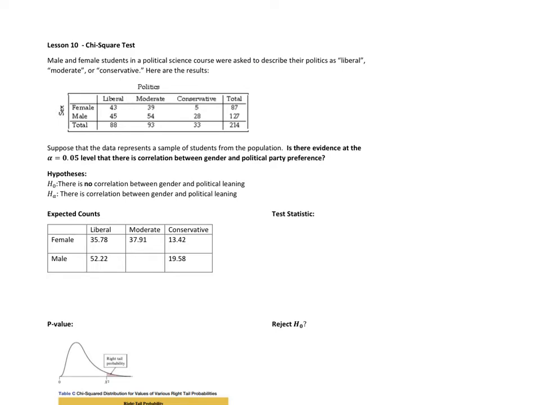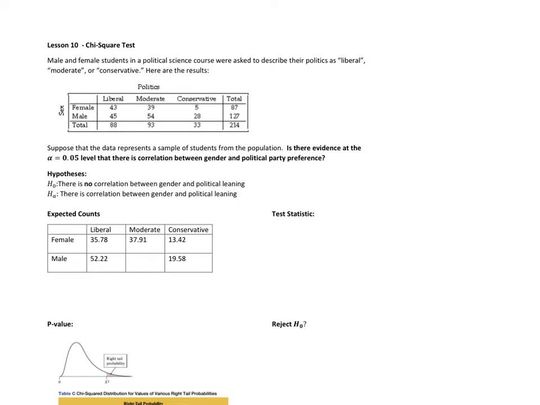And I want to see if there is association between these two variables for the whole population. So that's the question I want to look at. And I'm going to use my sample data to make my decision. Okay, so the hypothesis for a chi-square test is always the following. The null hypothesis is that there is no association or correlation between the variables. The alternative hypothesis is that there is correlation or association between the variables.